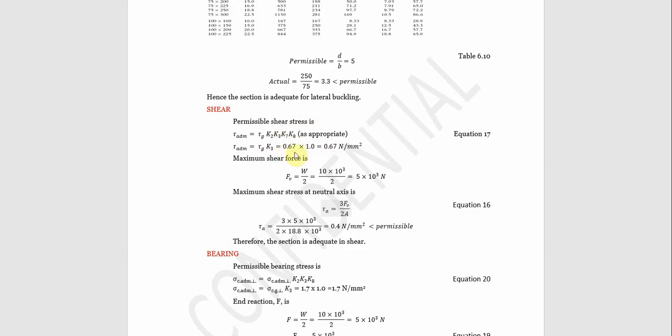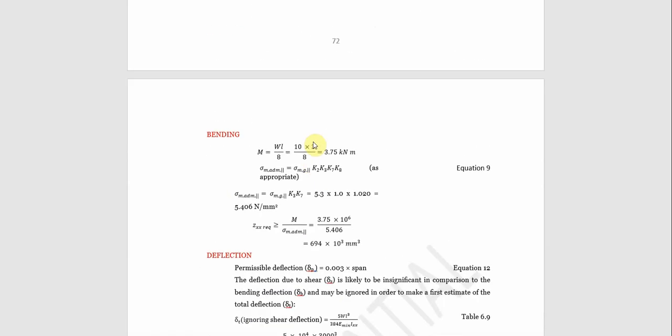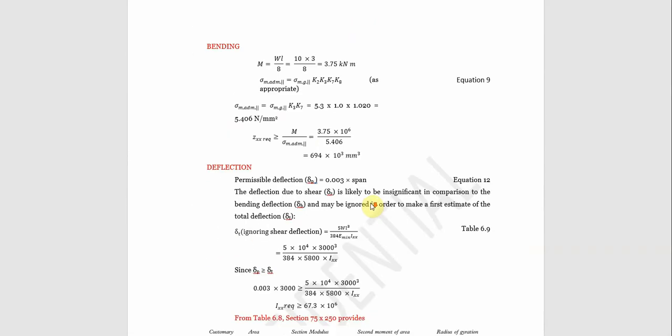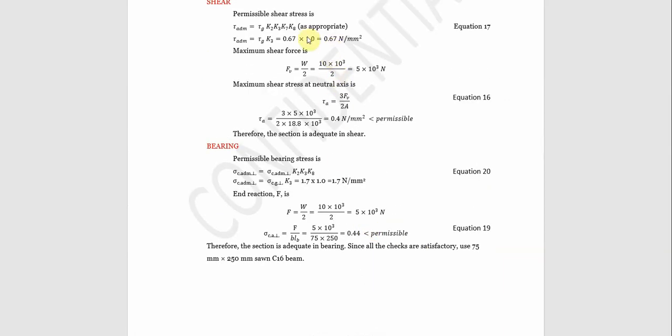However, somebody may ask, how did we get this 0.67? As I told you the other time, the timber that we are using is what class? We are designing to C16. Now under this C16, you can see the shear parallel to grain is 0.67. So this is where we got this one from. I think that is clear on that. So 0.67 times 1, which is this.